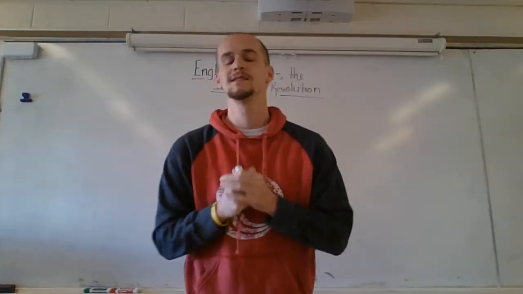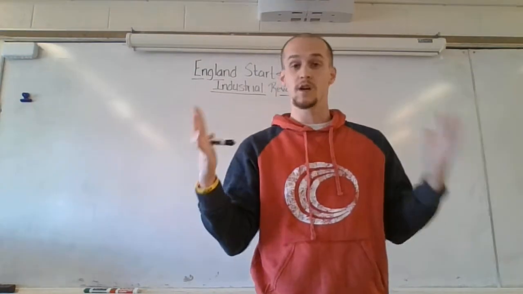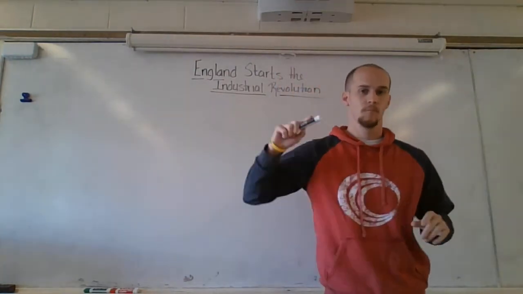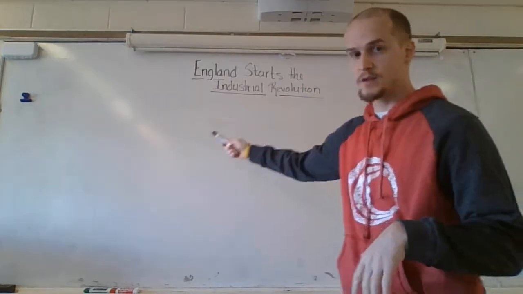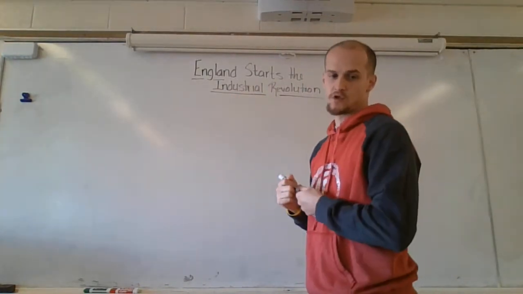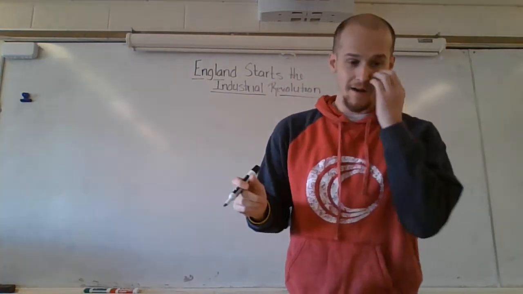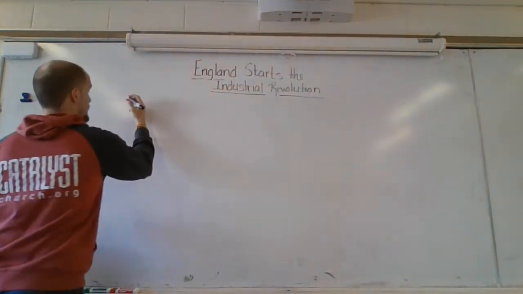Welcome back, guys. So today we're going to continue looking at the Industrial Revolution. We've gone over the causes which led to the Industrial Revolution. Now we're going to look at how England starts the Industrial Revolution and why they're able to do so. So let's do some background information first. It begins around 1800.